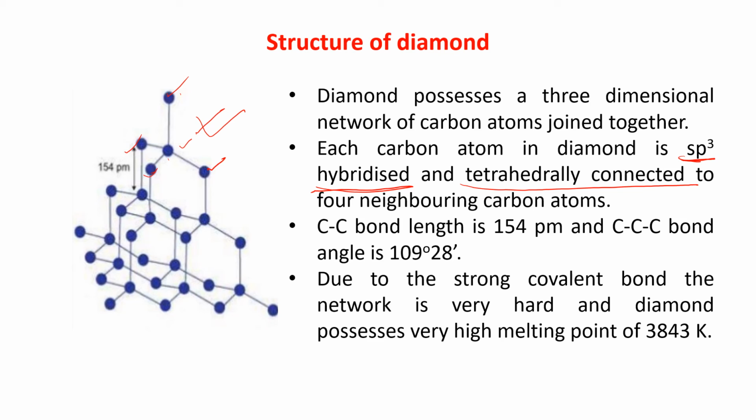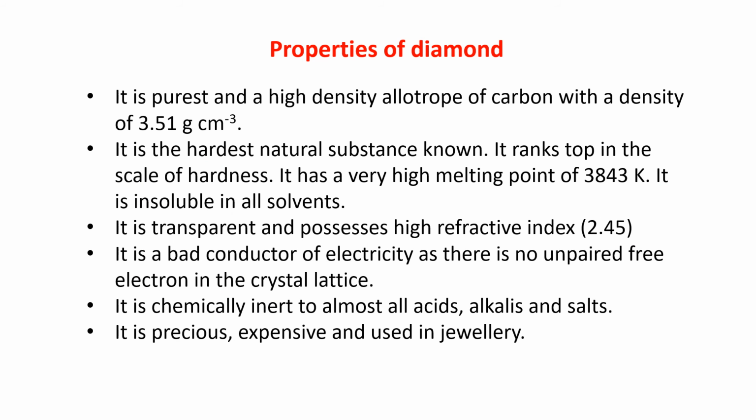Tetrahedrally connected. Carbon-carbon bond length is 154 pm and carbon-carbon-carbon bond angle is 109 degrees 28 minutes. Due to strong covalent bonds, the network is very hard and diamond has a high melting point. Okay, that is 3843 Kelvin. This much is enough.